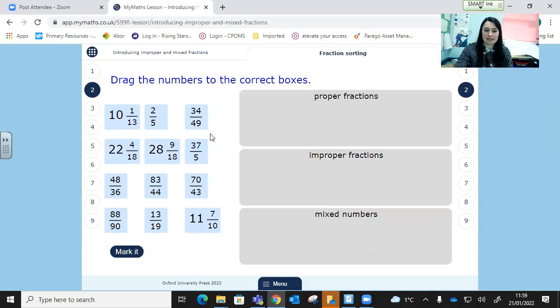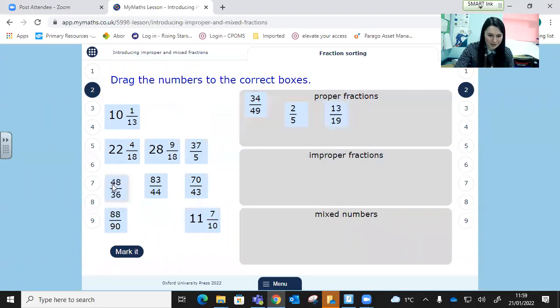Okay, so I'm going to start dragging these in. Proper fractions are where the numerator is smaller than the denominator. I can't do 2 things at once. Let me see if there's any more. This one.